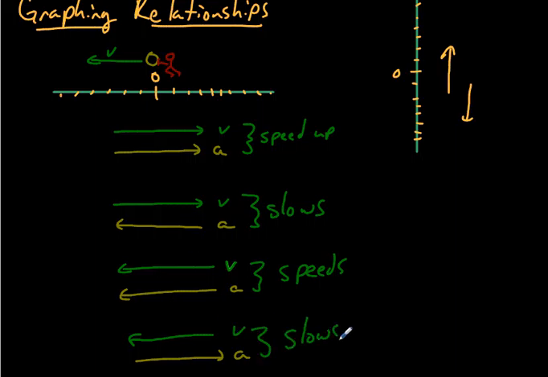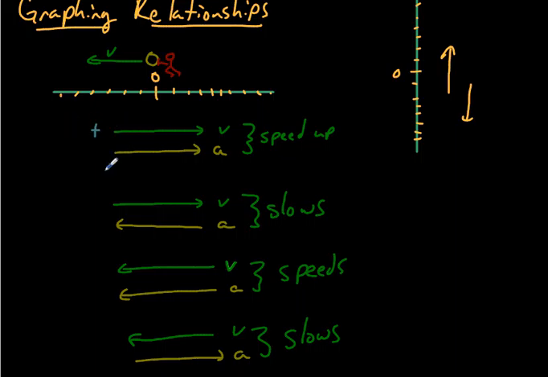Perfect. Are there any other scenarios you can think of here? That's it, right? These are the only scenarios you could ever have. There's only 4 things that could be happening: moving right and pushing right, moving right and pushing left, moving left and pushing left, moving left and pushing right. That's it.